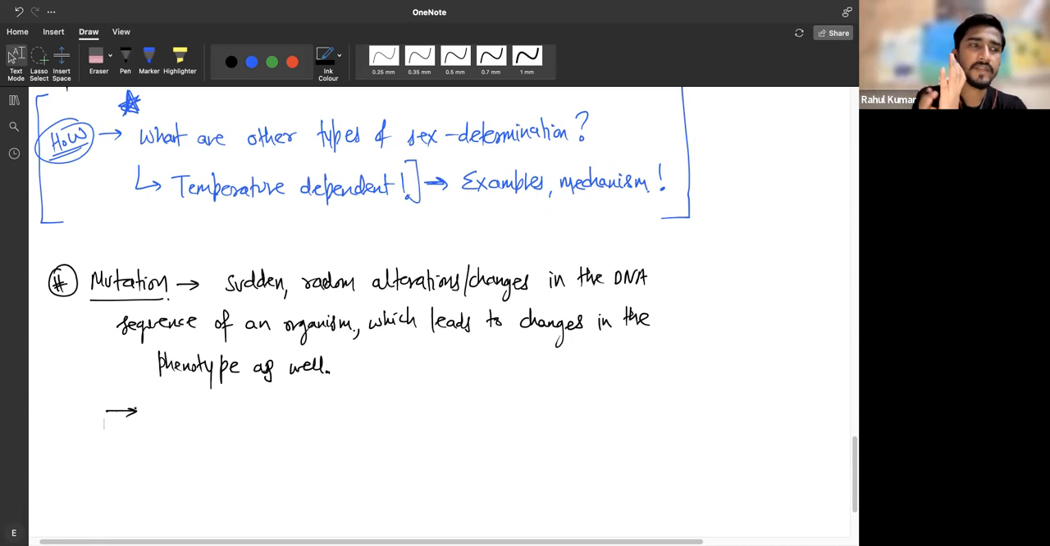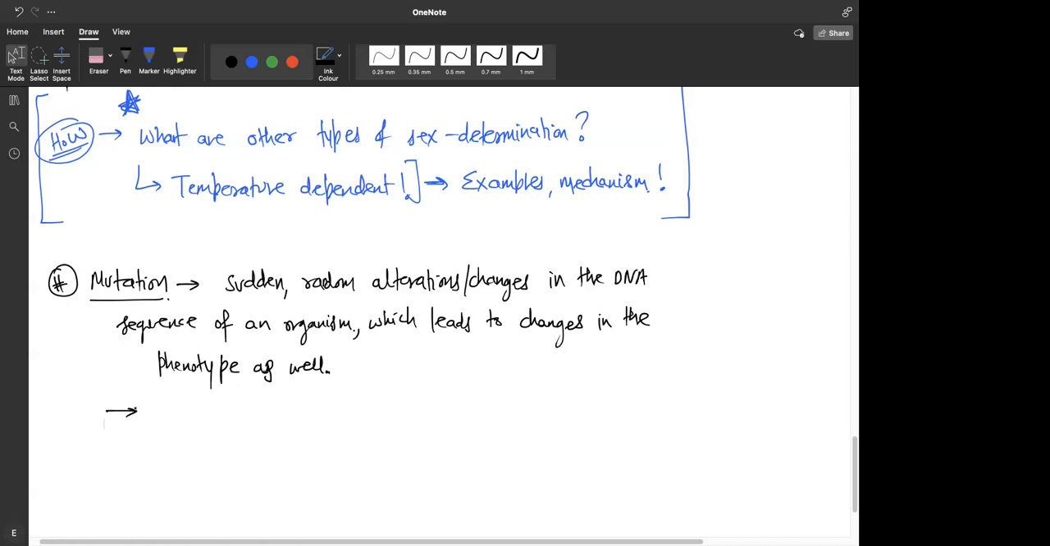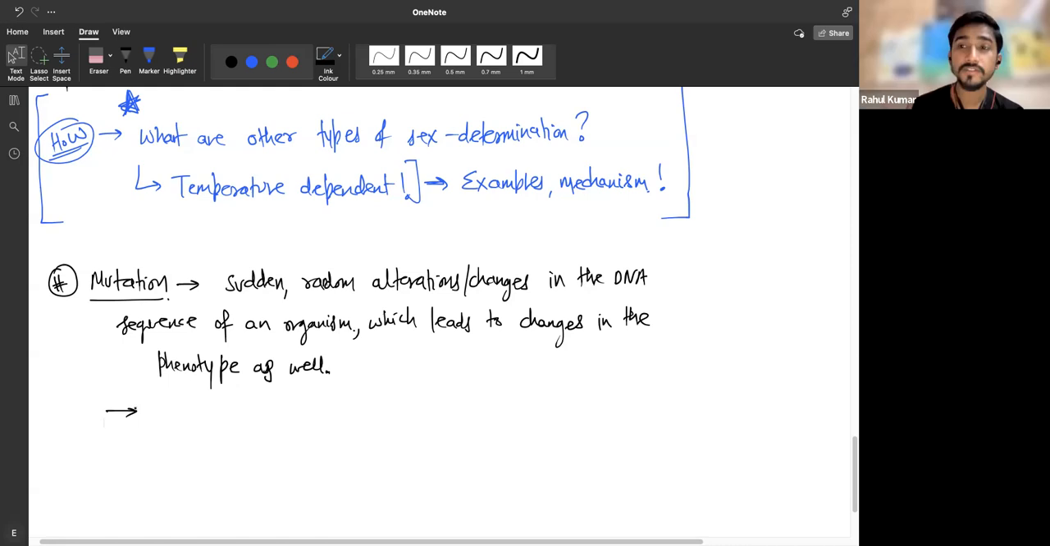Now, if it is a change in DNA, then can mutation be inherited is the question. Can it pass on from one generation to another? Tell me yes or no. What do you think? Can you repeat the question again? The question is, can mutations that happen in an organism during one's life be inherited? Can they be passed on to the next generation?